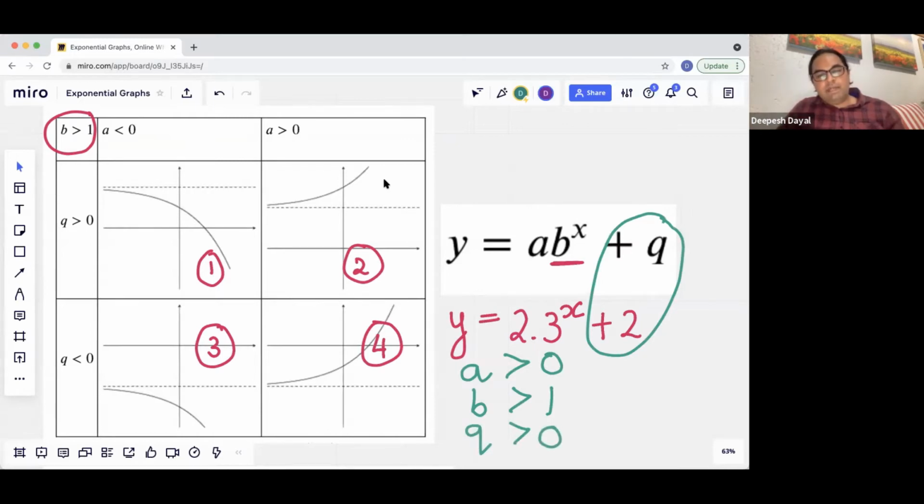So which graph will it be? 1, 2, 3, or 4? Just type in the chat. Tell me which one it will be. We've got a greater than 0, b greater than 1, and q greater than 0. Is it 1, 2, 3, or 4? Well done. It is indeed 2, because at 2 we've got a greater than 0, b greater than 1, and q greater than 0.